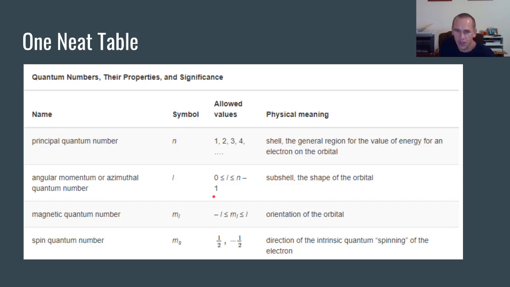So we don't generally think of these as numbers. We think of them as the shapes, and the shapes get letters S, P, D, F. If we need more than that, there's G and H, but we usually don't. The magnetic quantum number tells me the orientation of the orbital. And then finally, the spin quantum number is the direction of the quantum spinning of the electron. It's called spin because initially people thought it was actually something to do with the electron rotating, but it's not. There is no neat way to describe spin except that it has to do with the magnetic field of the electron.